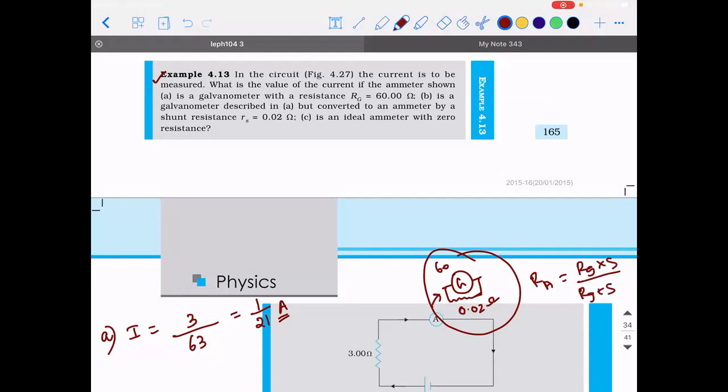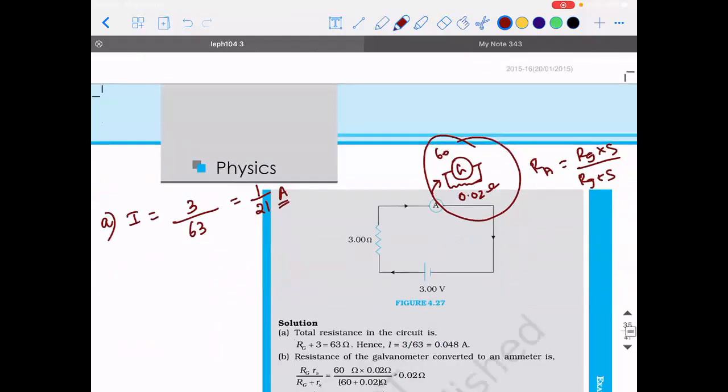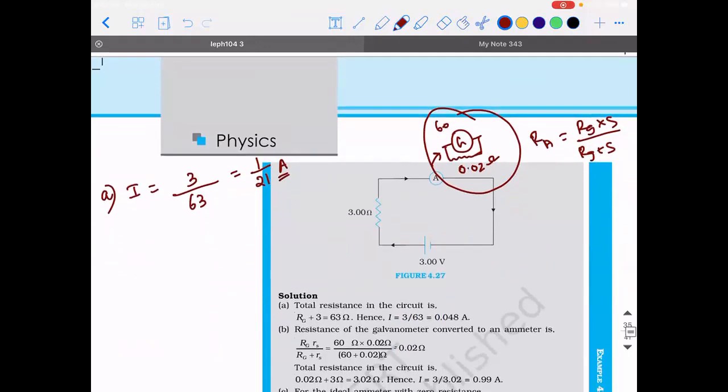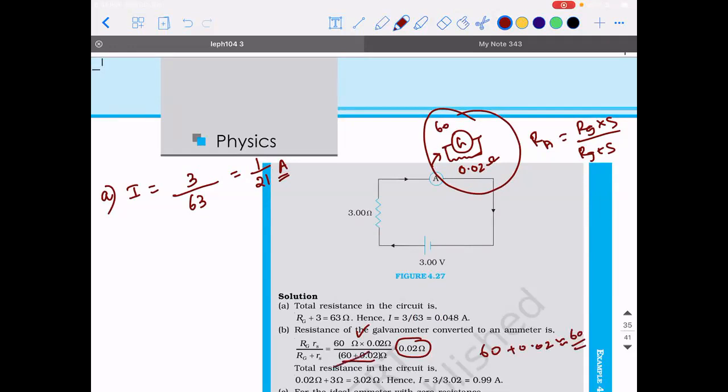Did you understand what I did? R1 R2 divided by R1 plus R2. So what is Rg, guys? 60, into S which is 0.02. Can you guys calculate and tell me what is the value of it? Here it is given, see. 60 into 0.02 divided by 60 plus 0.02, which can be approximated to 0.02, because 60 plus 0.02 can be approximated to 60 itself, so that this and this will get cancelled. So approximately it is 0.02.